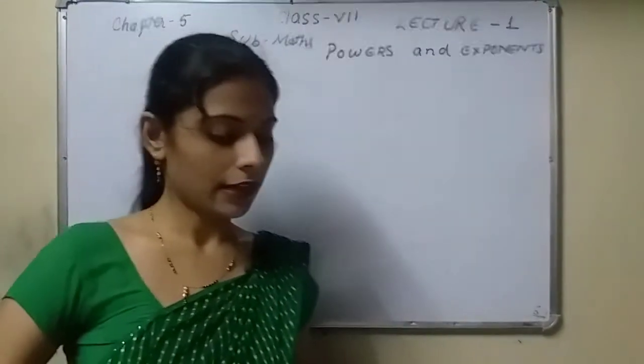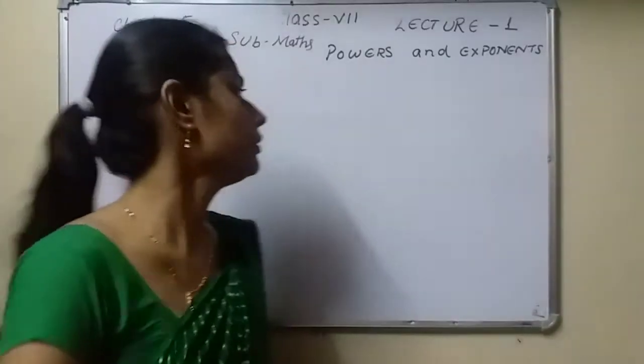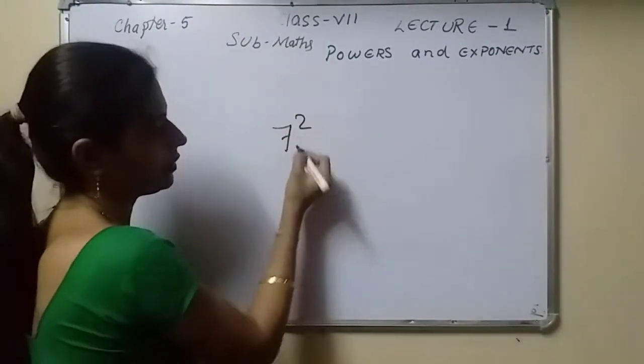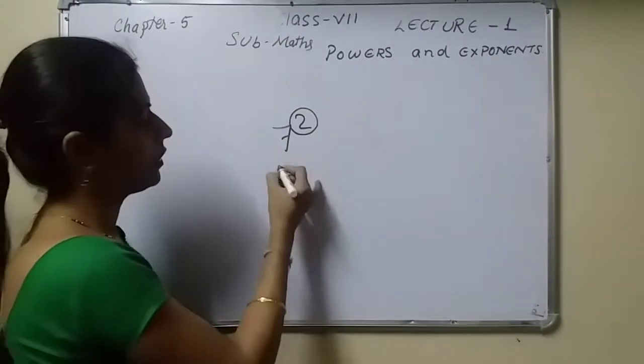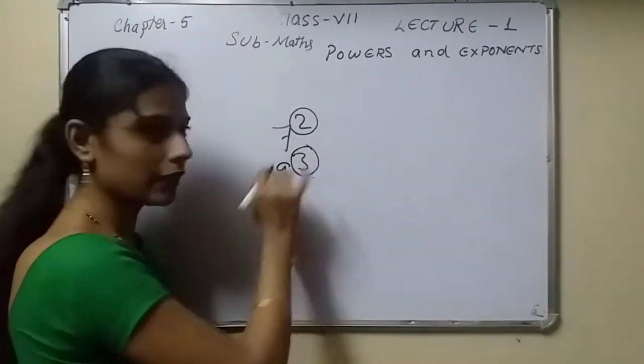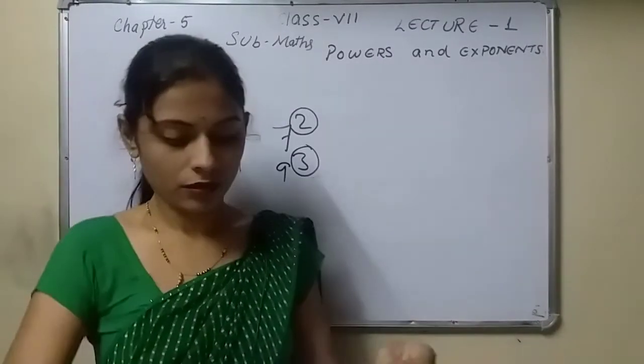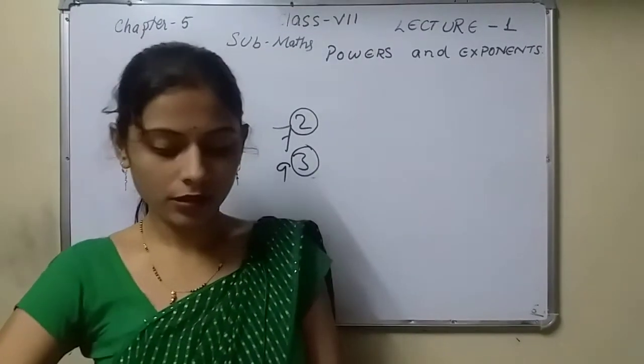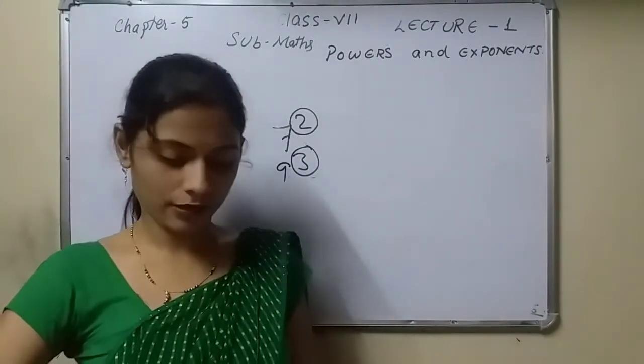See what is given here. Powers means 7 raised to the power 2, it is the power of 2. 9 raised to the power 3 means the power of 9 is 3. Okay. See, look at the products listed below on page number 66.